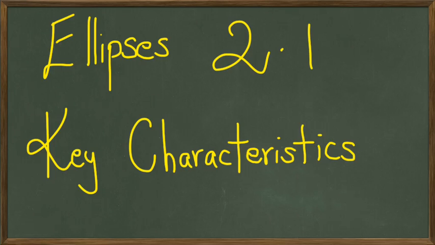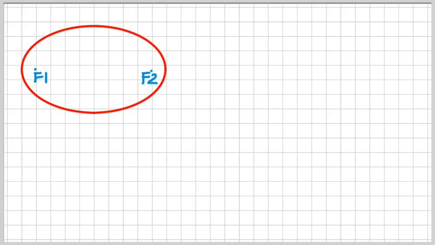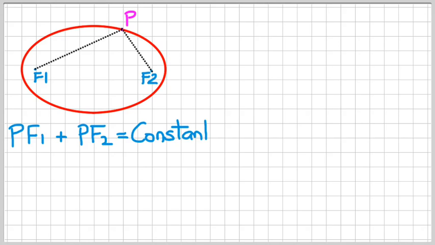Okay, let's get started. An ellipse generally can be defined by taking a point P on the curve and adding the distance between F1 and P with F2 and P, which should give a constant. If you take P anywhere around that red curve, it'll always be the same distance. In other words, PF1 plus PF2 should equal a constant.